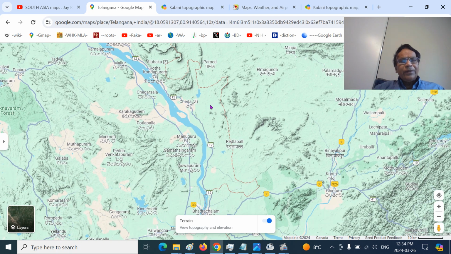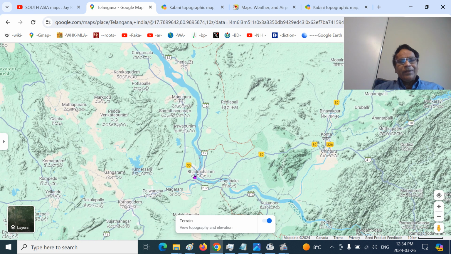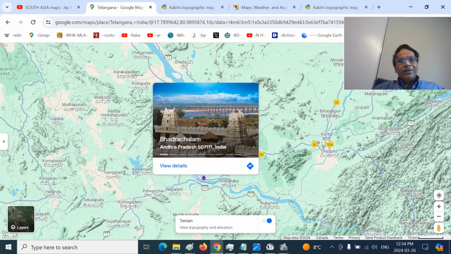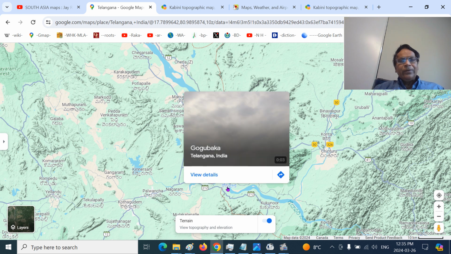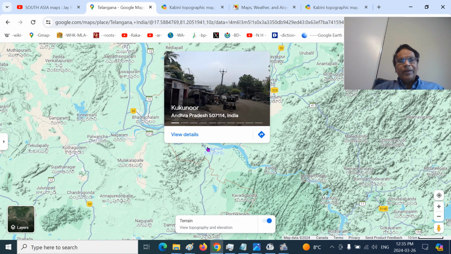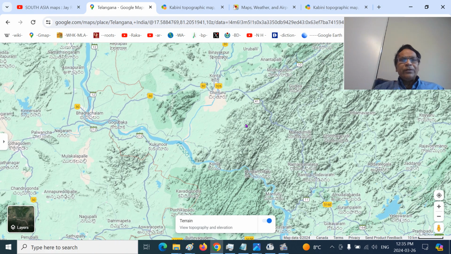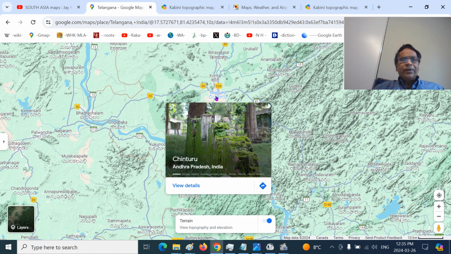These are not well populated, but it goes on the eastern side of the valley, that is the right bank of the valley. So Bhadrachalam is the major pilgrimage center. You can see the temple of Sri Ramchandra there. Gogubaka, that route continues, Kukkanuru. Then Chinturu, where the river Shabari and Saileru join.